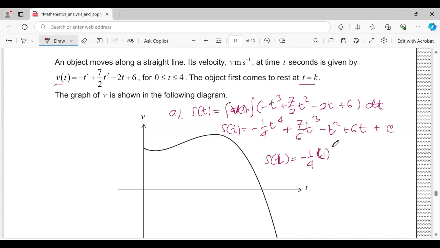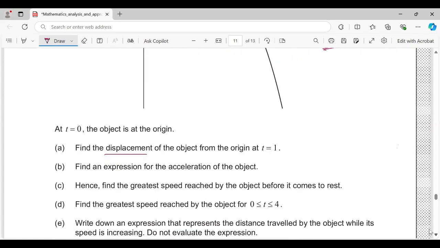Sorry, it's 1 over 4, 7 over 6 multiplied by 1 cubed, minus 1 squared plus 6 multiplied by 1. I already calculated, and it becomes 5 11 over 12 meters. So it moves as long as 5 11 over 12 meters.